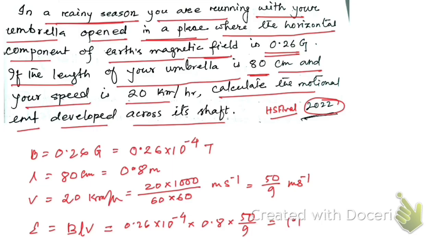approximately 1.155 into 10 to the power minus 4 volt, right? So hope you have understood this. Now let me solve the next question.